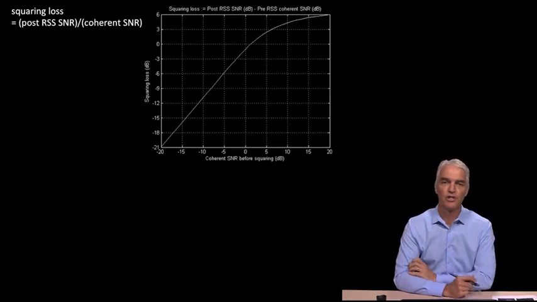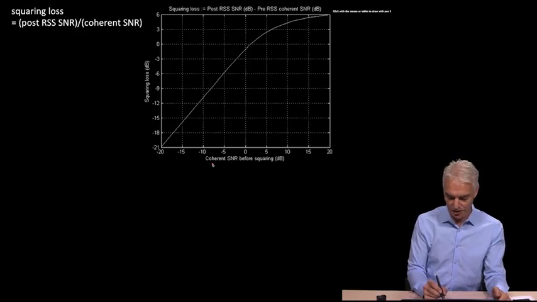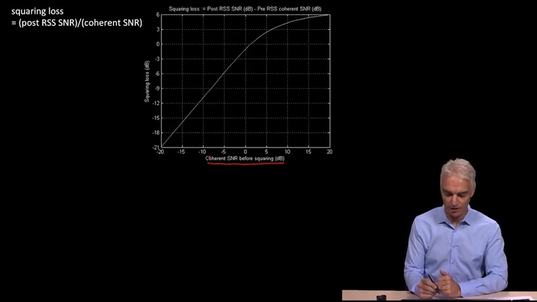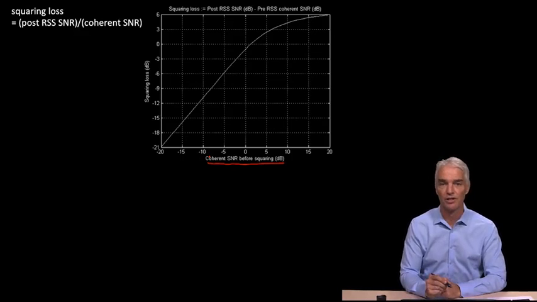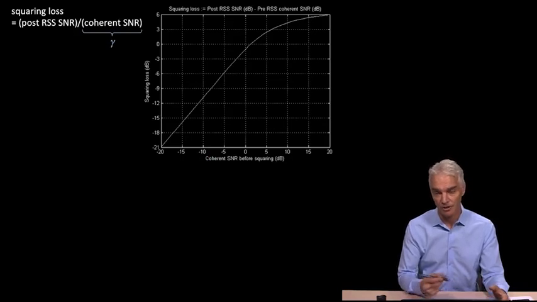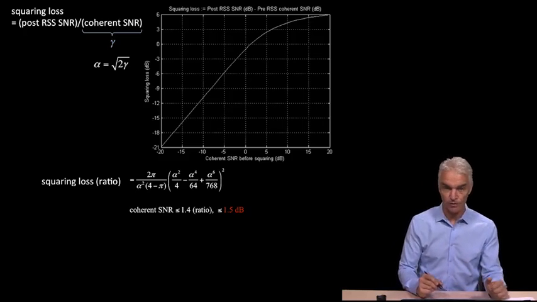So this was the curve for the squaring loss, and I showed you this in the last video. The axes here are the coherent SNR before squaring, so in dBs, you'll have some coherent SNR. And given one particular coherent SNR, this shows you what your squaring loss is after the squaring operation. So now we're going to quantify this. We begin by applying a variable name gamma to coherent SNR, just so that we don't have to keep writing coherent SNR. And then also defining alpha as the square root of 2 gamma. That just makes the equations a little bit simpler, so that we're not carrying around square roots of 2 everywhere.